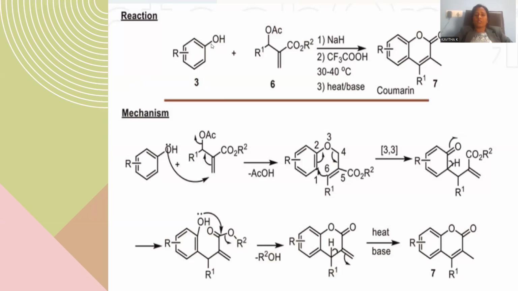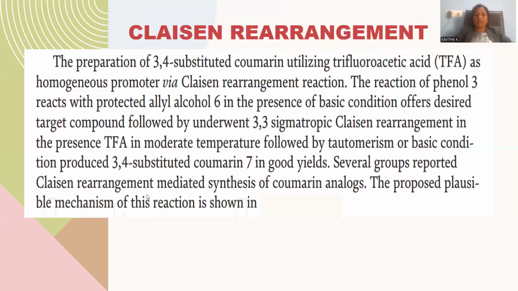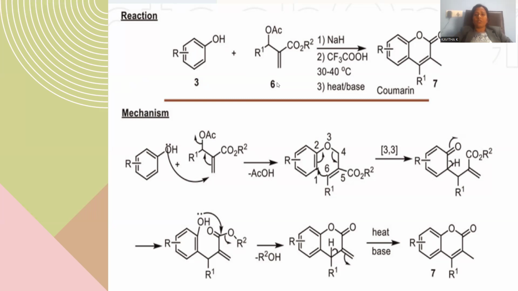Here phenol is one of the starting materials. Here is another starting material taken. One is phenol, another is the protected allyl alcohol. This is called allyl alcohol. Protected allyl alcohol means that if the carbon atom adjacent to the double bond has OH, that is called allyl alcohol. If the OH is protected by acetyl, that is O-acetyl allyl alcohol.